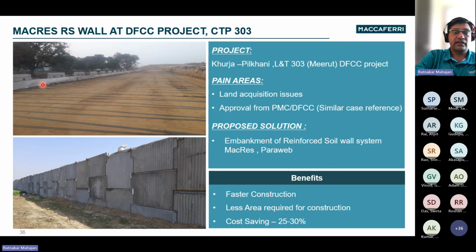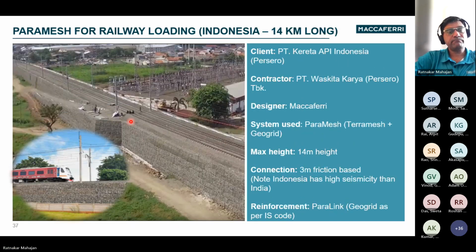Another uniqueness of this project is the axle load. The dedicated freight corridor has an axle load of around 32.5 tons, so the structure was designed for that. In this project, you had the retaining walls, then the embankment followed by the railway track.